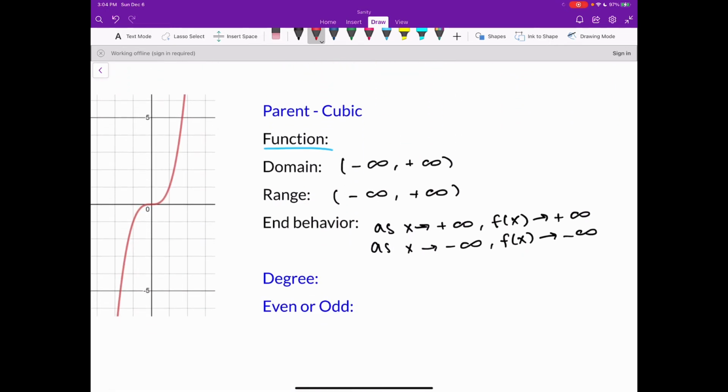Cubic function has a function that looks like f of x equals x cubed, x to the third power. Domain includes all real numbers. Range includes all real numbers as well. And the end behavior, again, we see the end behaviors are different on both ends. On one end, we're going up. On the other end, we're going down. The degree of this thing is definitely a 3, and it is considered an odd function.